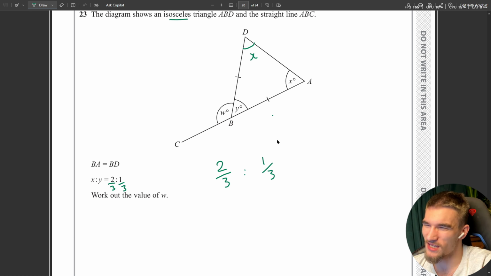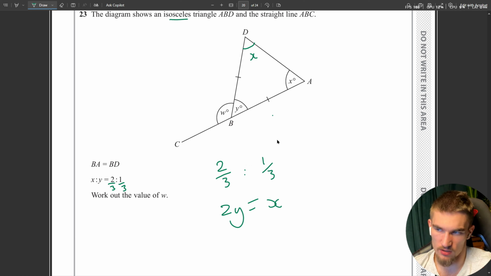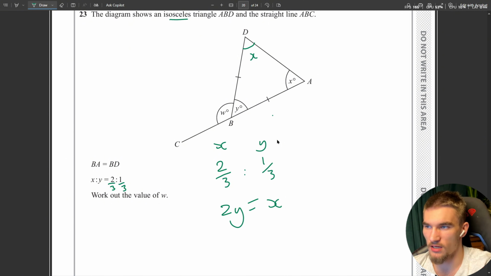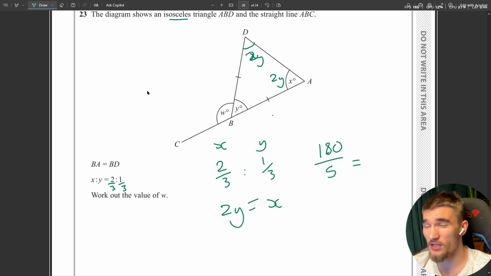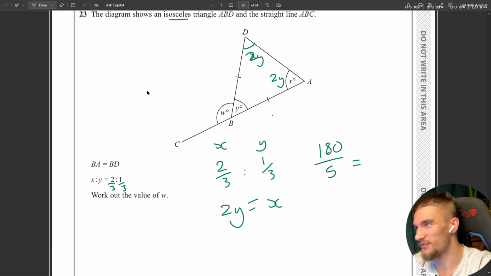So what does that tell me? That tells me that y is half the size of x. So I would need 2 y's to make 1 x, right? Because remember, this is y, this is x. So therefore I can replace the x's with 2 y's. 2y, 2y. Therefore 180 divided by 5. Why 180? Because it's a triangle and triangles add up to 180, right? And why 5? I jumped ahead. Let me just go back.